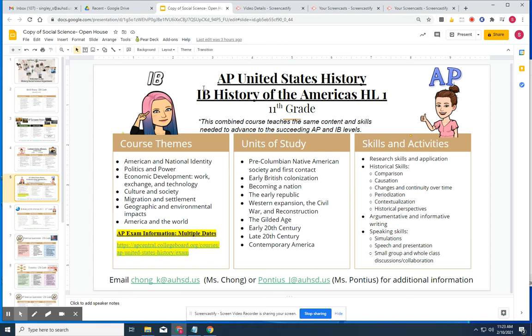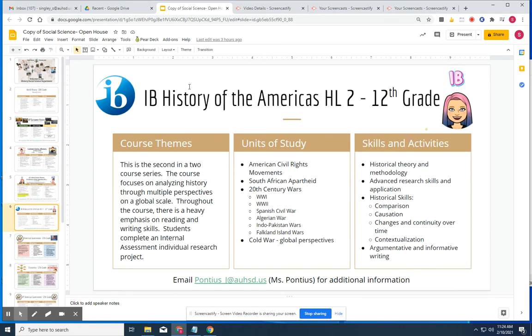So if you're an IB student, you would take this course, and then as a senior, you would then also take IB History of the Americas Part 2. History of the Americas Level 2 is for seniors who have completed AP or IB U.S. history during their junior year.